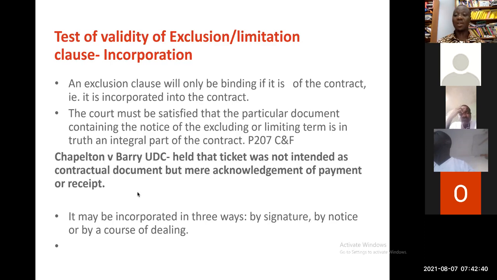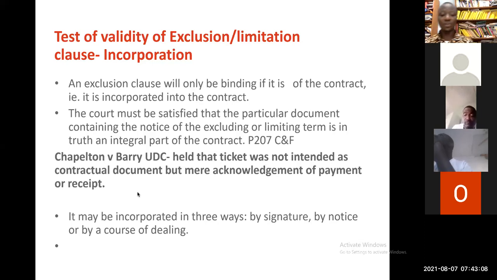is a historical document. Historical in the sense that a transaction takes place and thereafter you give the other party something to look at. So it is not expected that what is written on that transactional document, that is a receipt or the ticket, was meant to form part of the contract, which has already taken place. So the court made the point that it was not incorporated.